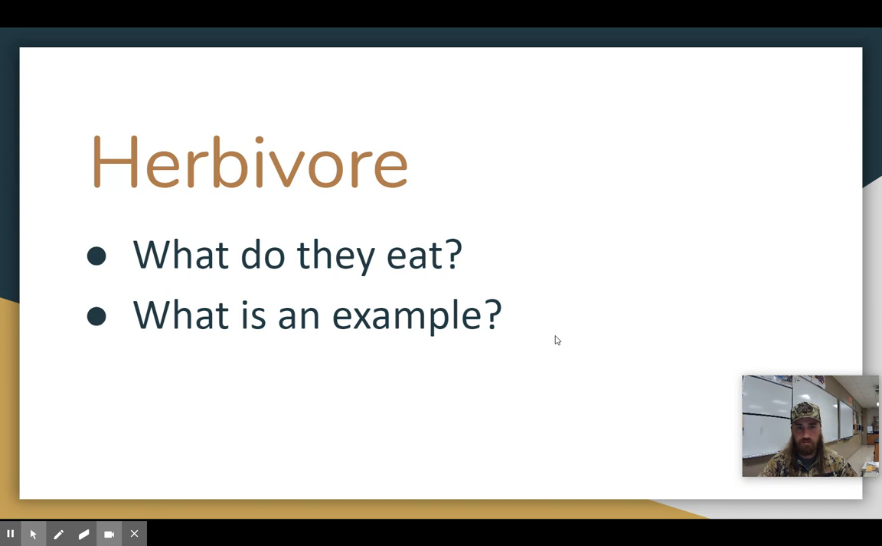The next one is an omnivore. An omnivore, what do they eat? And what is an example? If you said us, we are omnivores. We as humans can eat meat and we can also eat plants, making us an omnivore. It means we can eat both pieces, plants and animals. Okay, omnivore.